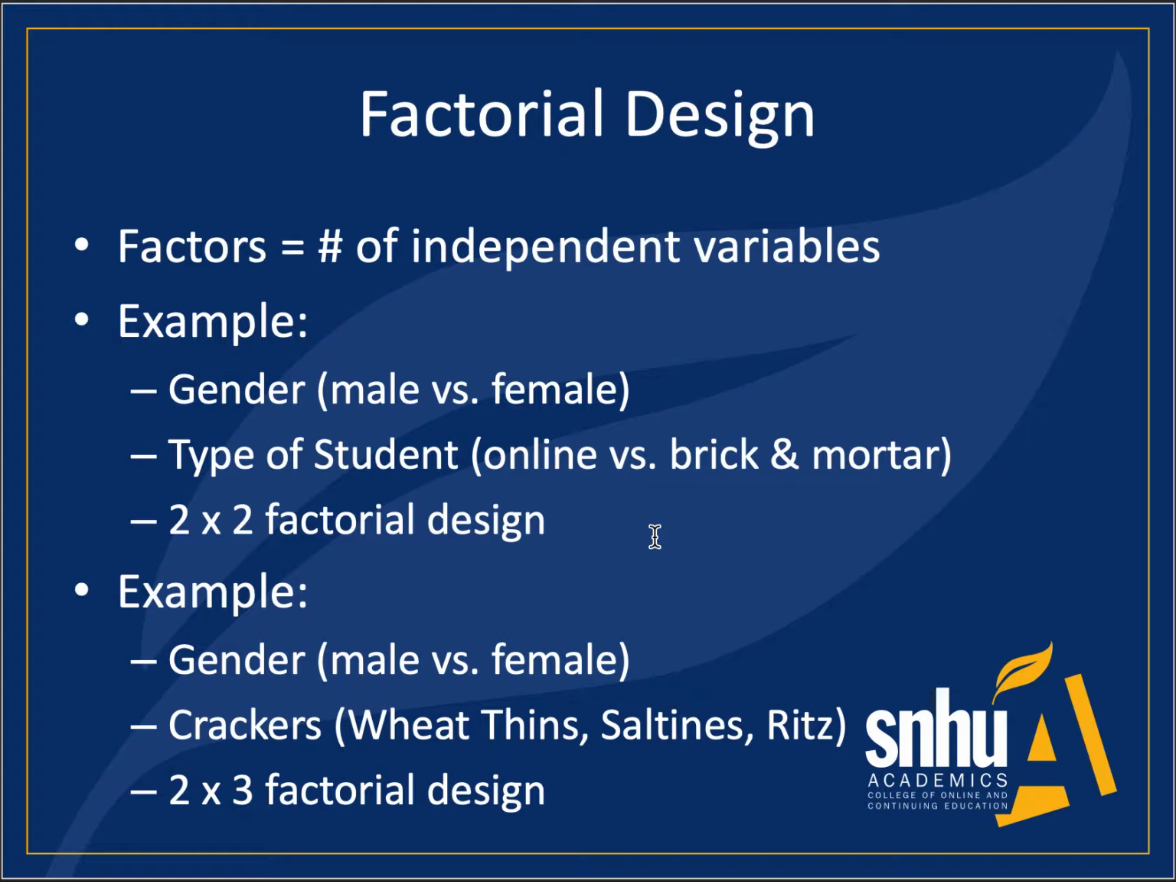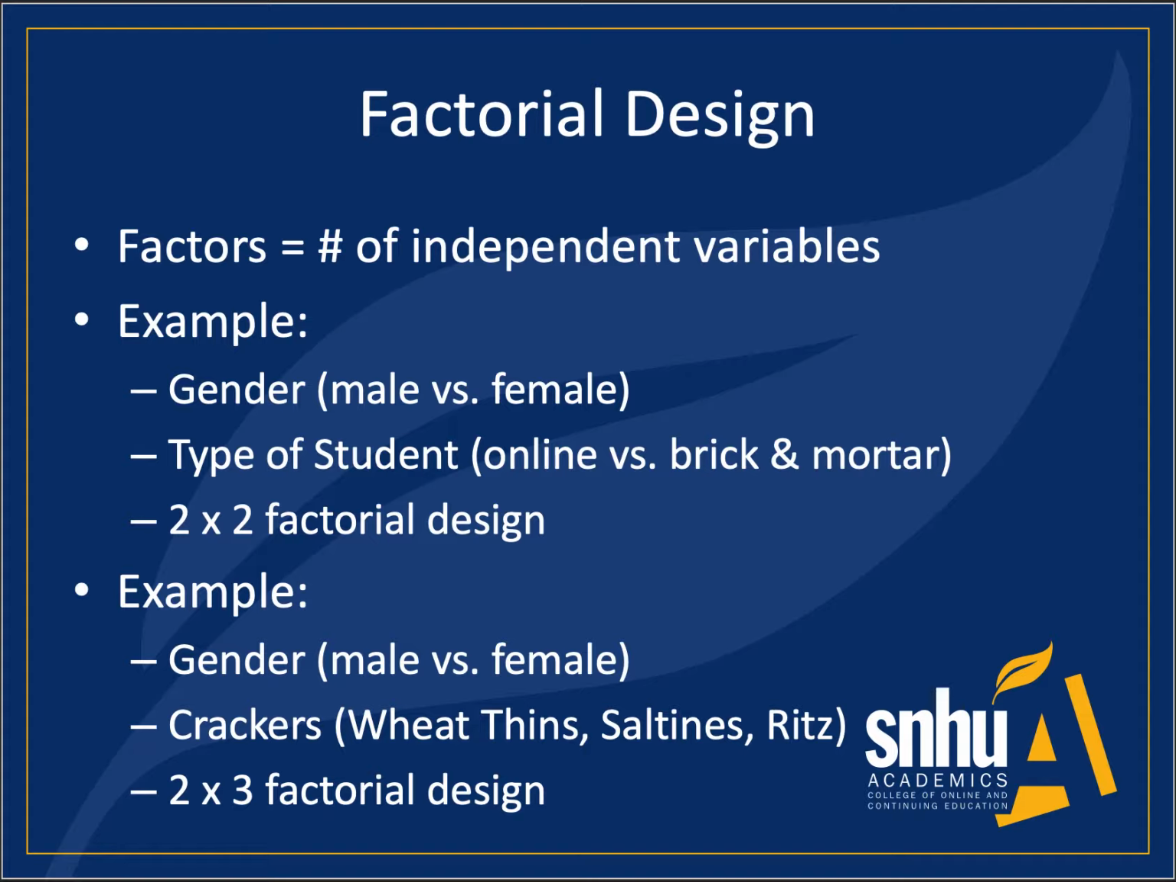So if you're taking a look at the impact of gender and cracker choice on hunger level, then you're taking a look at a 2 by 3 factorial design because there are 3 levels of crackers: wheat thins, saltines, and Ritz.